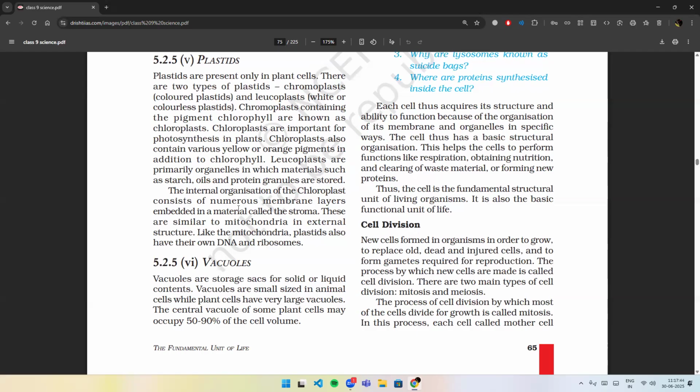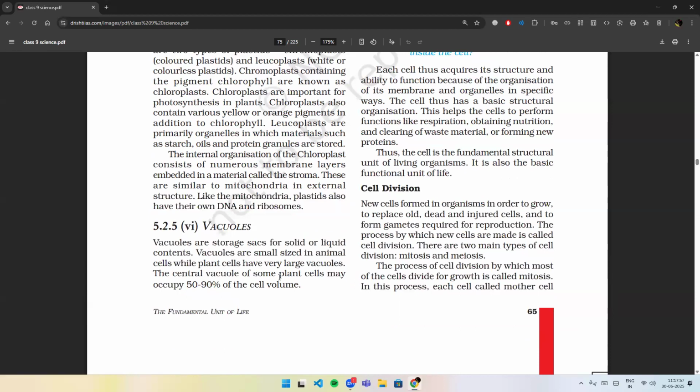The internal organization of the chloroplast consists of numerous membrane layers embedded in a material called the stroma. These are similar to mitochondria in external structure. Like the mitochondria, plastids also have their own DNA and ribosomes.